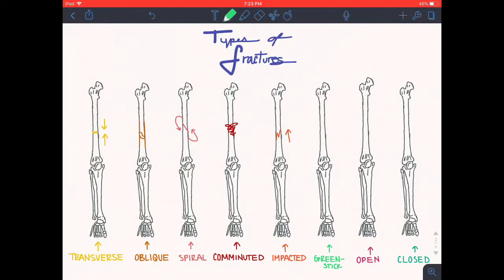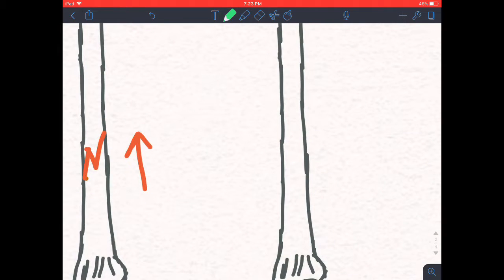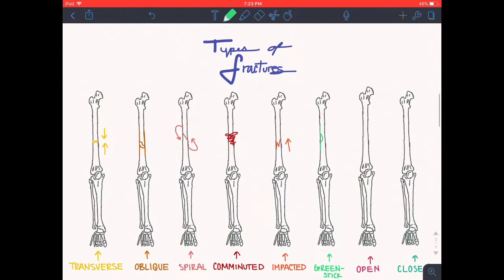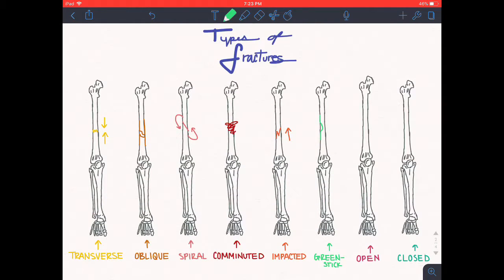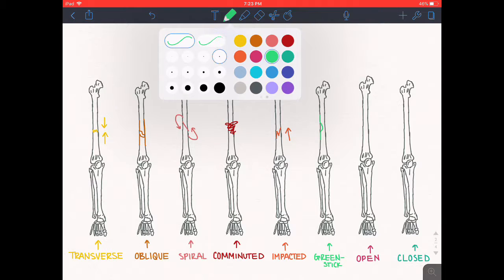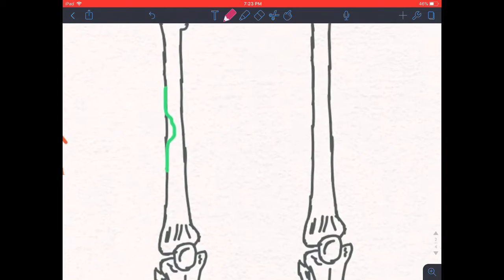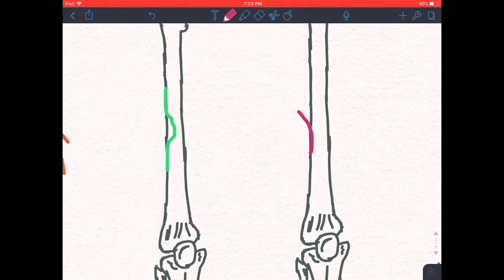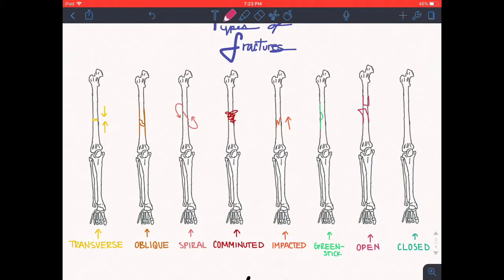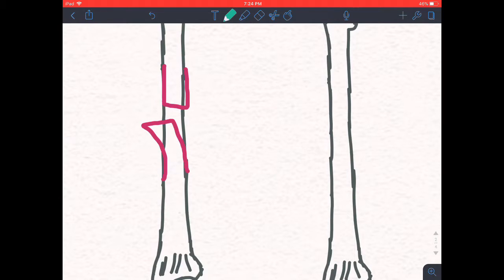The sixth type of fracture is green stick, a partial fracture in which only one side of the bone is broken. The seventh type of fracture is open, a fracture in which at least one end of the broken bone tears through the skin and carries a high risk of infection. The last type of fracture is closed, a fracture in which the skin remains intact.